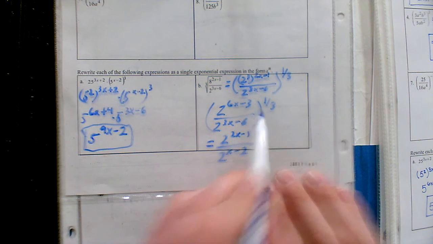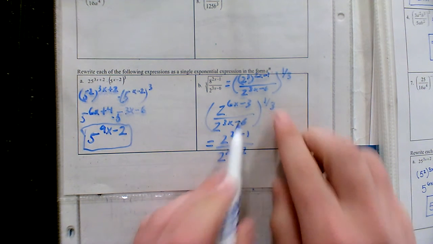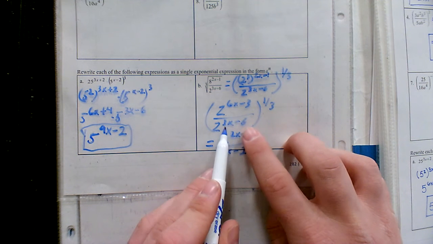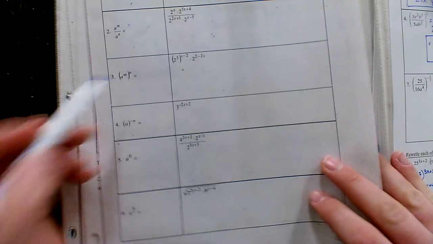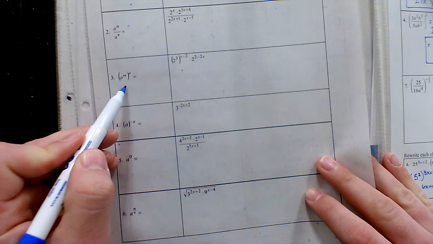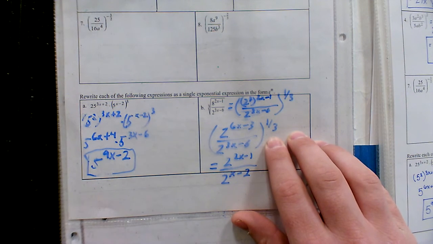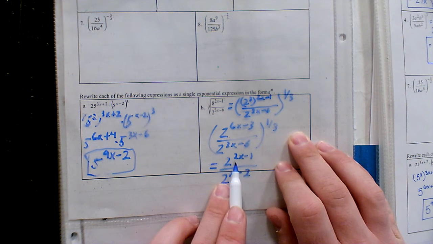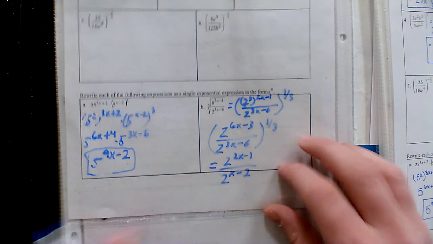So again, right here we have power to a power and power to a power, because you can distribute, this could be 2 to the 6x minus 3 to the 1/3 over 2 to the 3x minus 6 to the 1/3. And from the front, when you have a power to a power, you multiply them. So if you look on the front, we have all those rules. So the 6 times 1/3 simplifies to the 2. Negative 3 times 1/3 is negative 1, and that's what I did with both of those, okay?